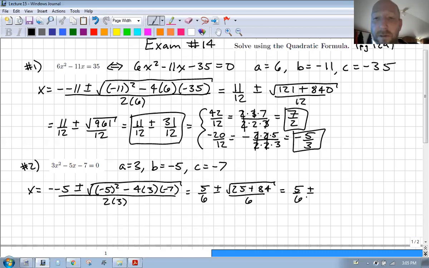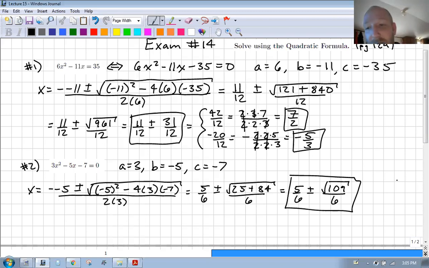All right, 25 and 84 is 109 over 6. Let's see. I don't think we can do much with 109. It's not a perfect square. It's not divisible by 3 or 4 or 5 or 7, 8 or 9 or 10 or 11. So let's just leave it like that. That'll work, since the square root of 109 is just an ugly number.